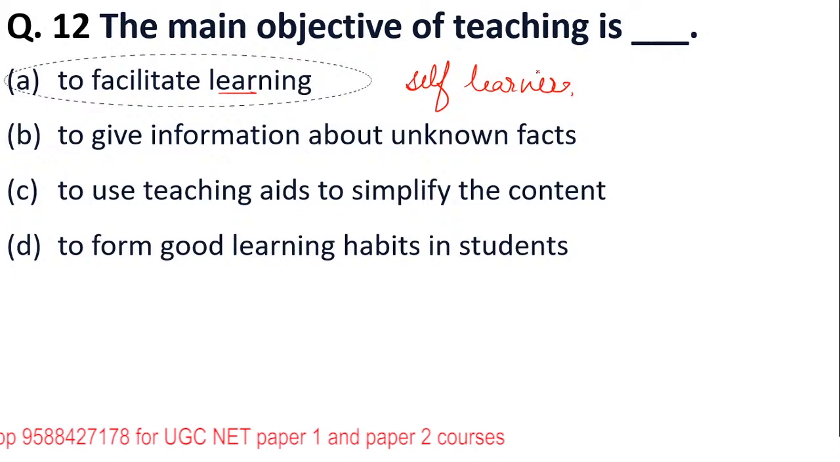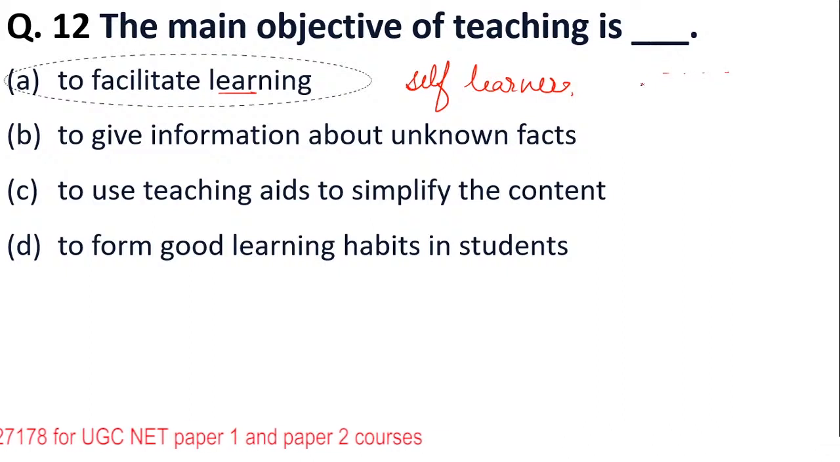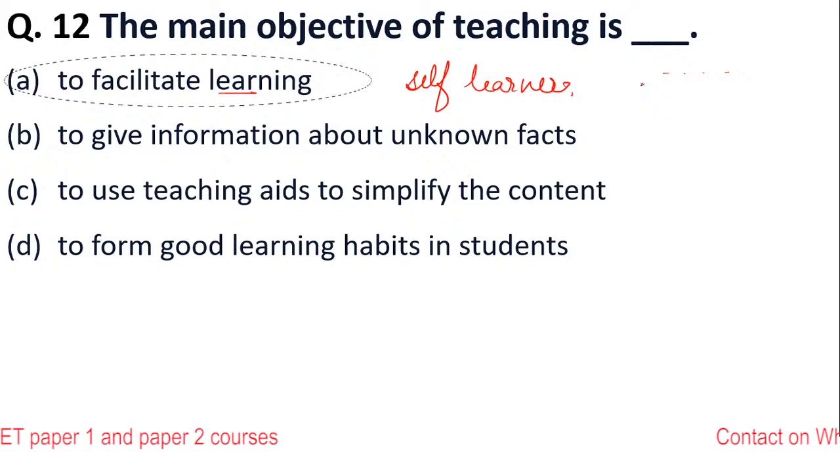For example, if the teacher says, this is the way a problem is solved, and then the student goes home and tries to study, what is that? That is self learning. So the main objective of teaching is to facilitate self learning. So gramophone, one student has asked, is a record player.